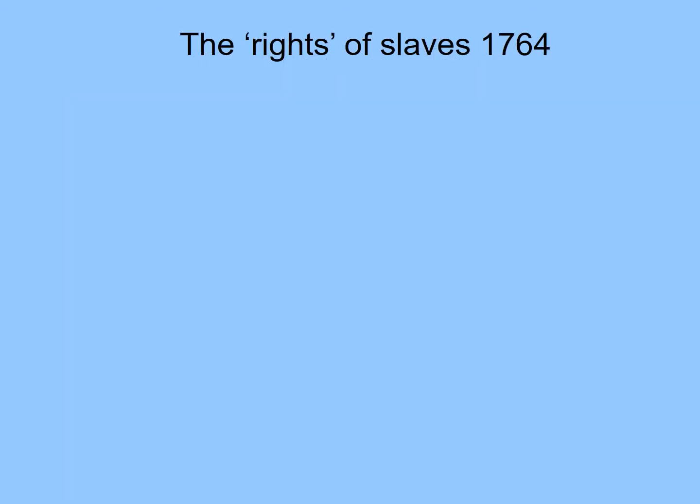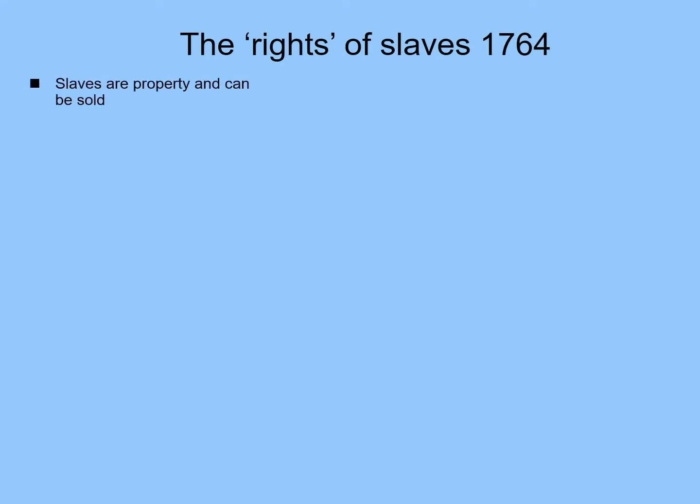We're going to consider now what the rights of slaves were in 1764. In short, they didn't have any rights, which is why I've put the word rights in inverted commas. But instead, a sort of code of basic rules and rights was formed by the slave owners. And you can see just how little human value is put upon these people.